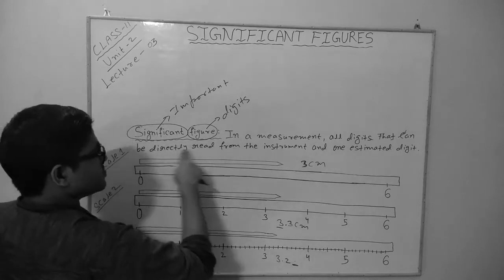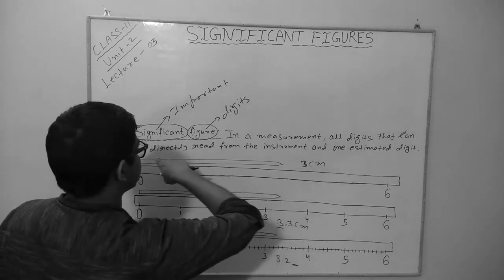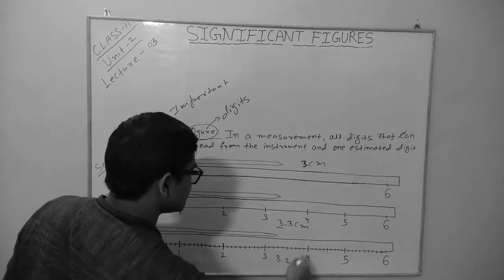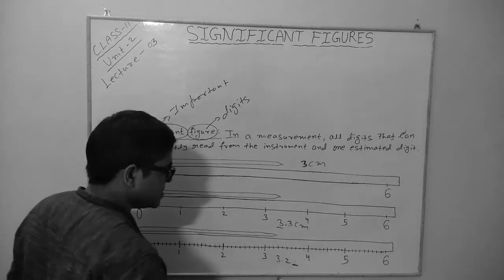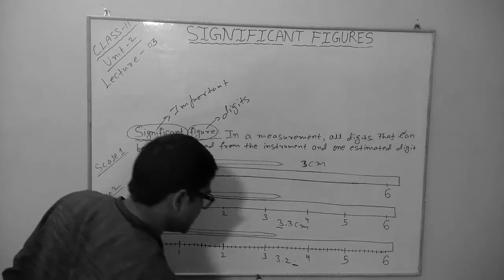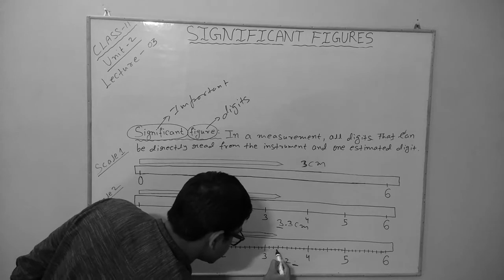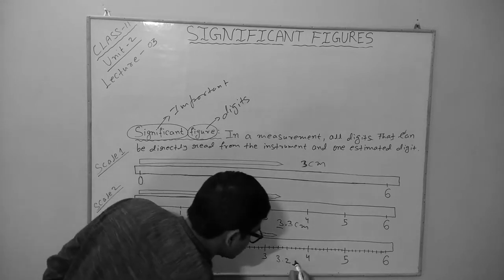First, write all digits that can be directly read from the instrument. So 3.2 I can directly read from the instrument, so I wrote it here. Then the final digit will come from my estimation. Between 3.2 and 3.3, if I mentally divide this portion into 10 equal parts, I think it should be somewhere around 3.28.